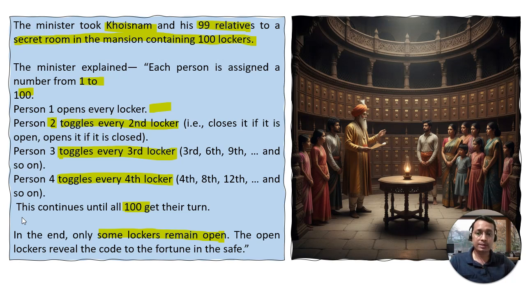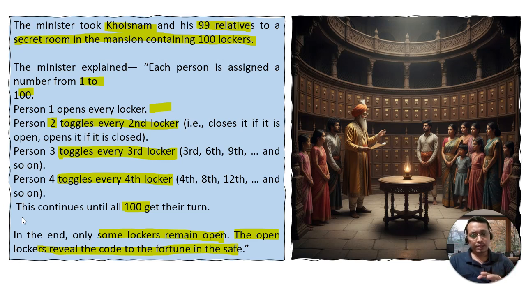The open lockers reveal the code to the fortune in the safe. So there is a safe which has a code, and this code will be revealed from the open lockers. Even the open lockers don't tell the code directly, but open lockers will have something that will reveal the code. So first our job is to figure out which lockers will stay open and from there collect the code. Now the puzzle is clear.